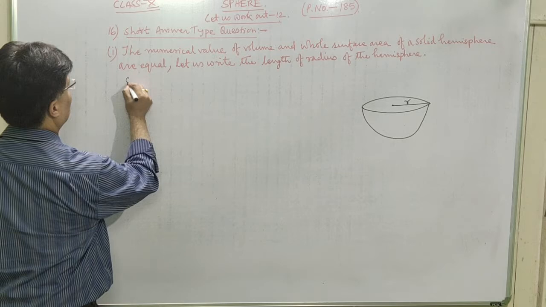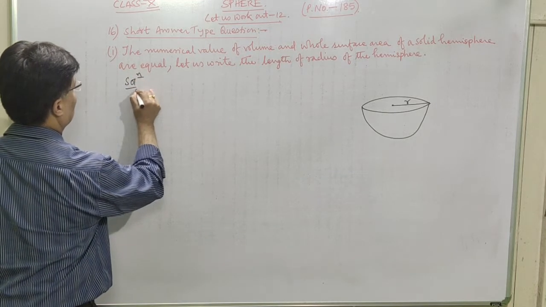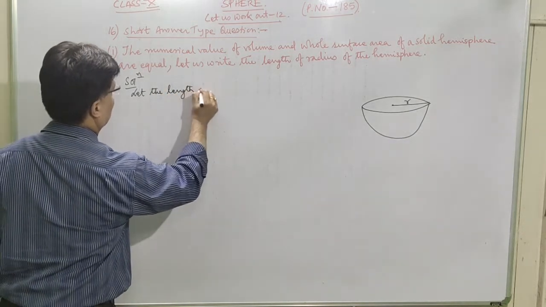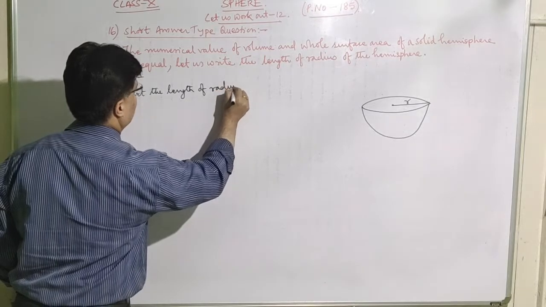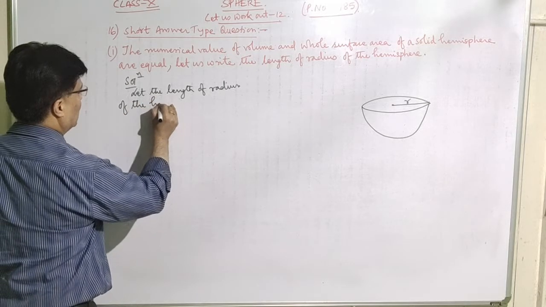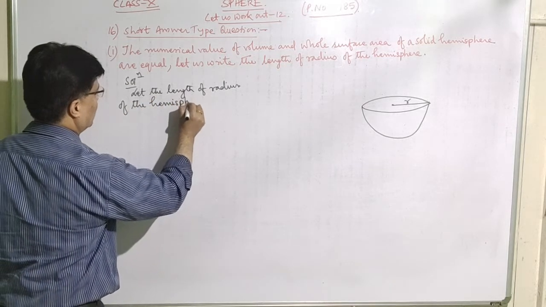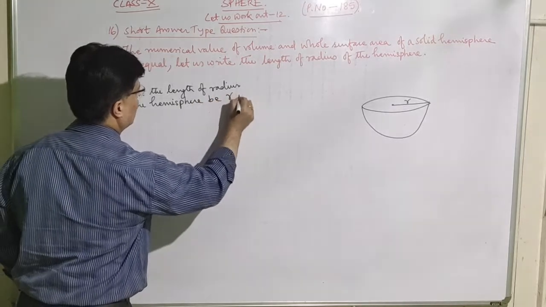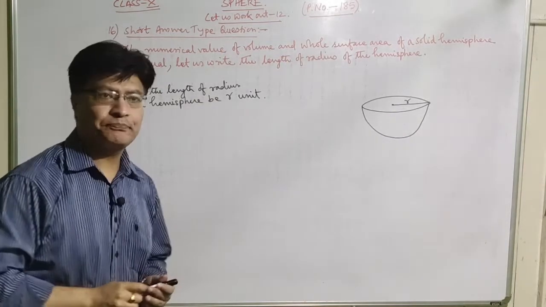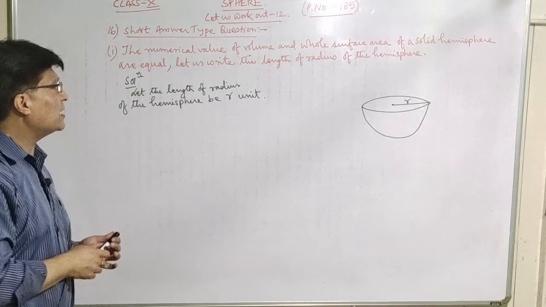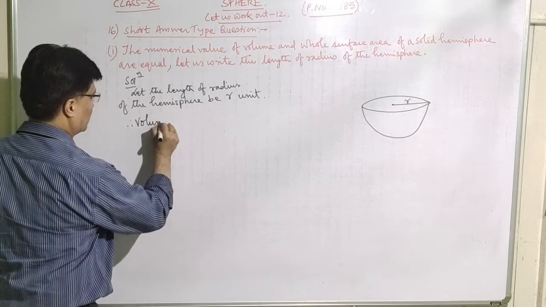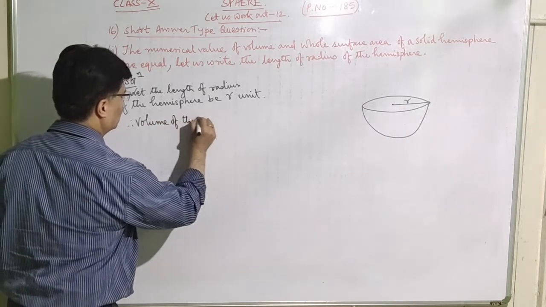Okay. Now the solution is, let the length of radius of the hemisphere be r unit. Be what? R unit. Okay. So now in this case you have to find out the volume of the solid hemisphere. So therefore volume of the hemisphere.